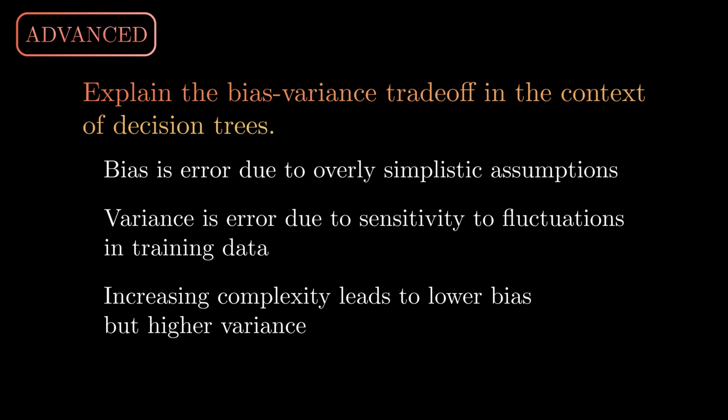A deep decision tree has high variance and could perfectly fit the training data, including its noise, but performs poorly on unseen data. As you increase the complexity of a decision tree by increasing the number of splits, bias decreases but variance increases. Conversely, simplifying the tree increases bias but decreases variance. The goal is to find a balance that minimizes total error, and this is often achieved through techniques like pruning and hyperparameter tuning.